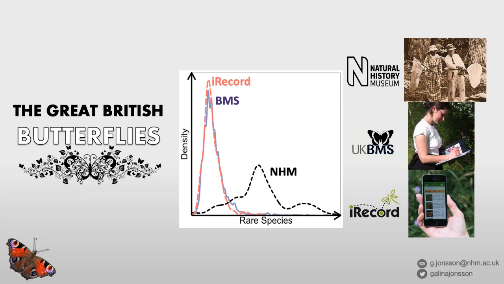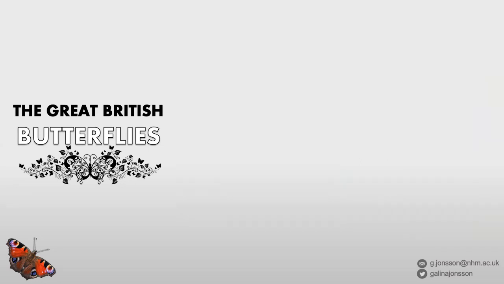So here we can see that both BMS recorders and iRecord users tend to record more common species, whilst NHM collectors focus on rare species. And there's also a lot more variation among the NHM collectors. So these were only 2 of 12 biases that I looked at, and the 2 I showed you were taxonomic biases, but I also looked at spatial and temporal biases. And I used the results to formulate an occupancy model that explicitly accounts for these biases in sampling between and among the data sources.